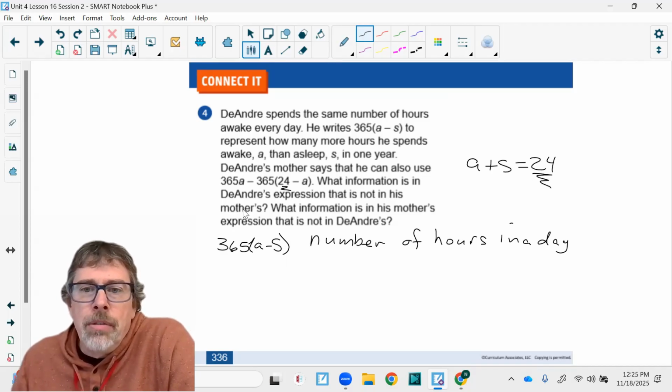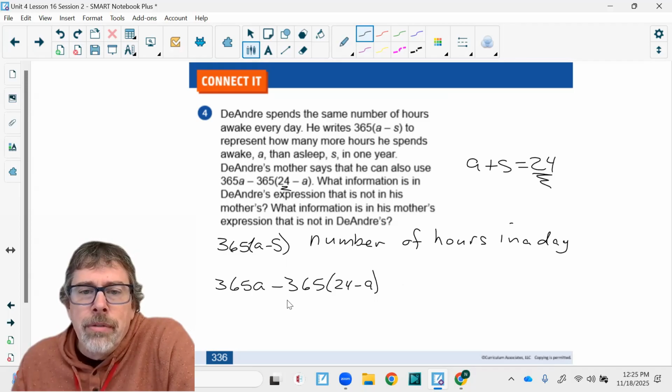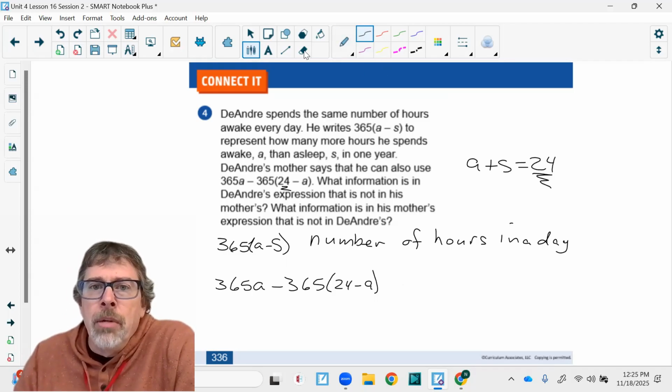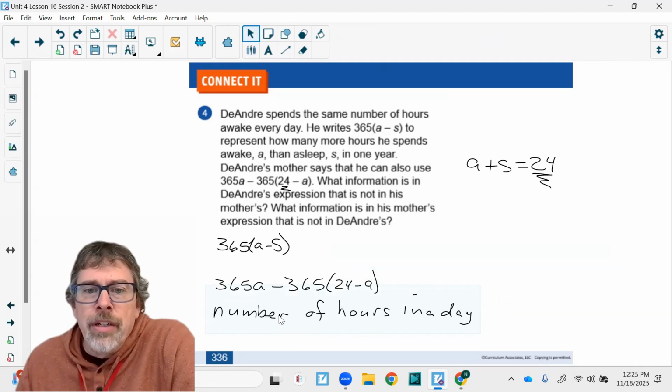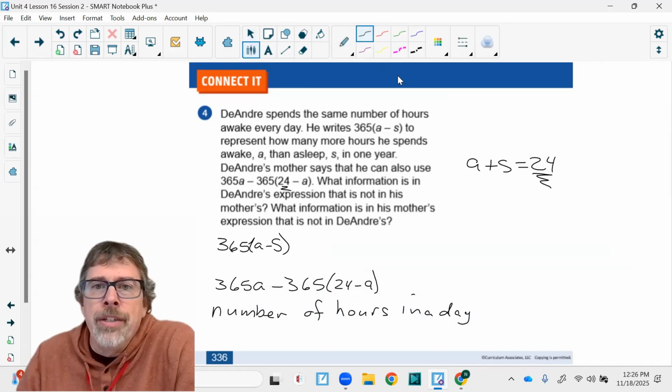What information? So actually, that's what this says: 365 times awake minus 365 times 24 minus A. What information is in DeAndre's that is not in his mother's? It's not the number of days, it's the number of hours in a day. The number of hours in a day is what's in hers that's not in his. There's no 24 up here. Okay, so I needed to change that.